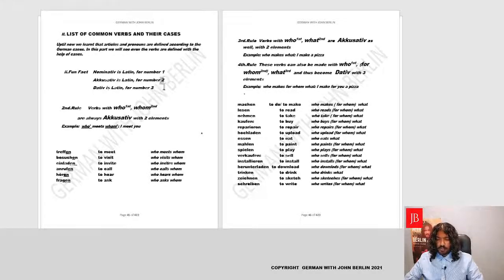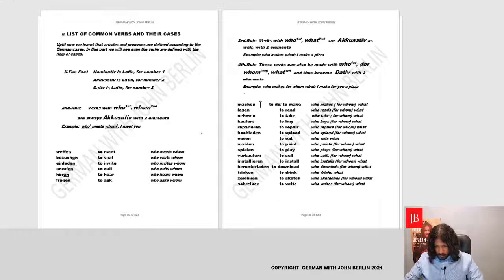It requires two cases. Who, the person baking, nominative, and what, the thing being baked, accusative. Now I can also say the sentence with a little more detail. I make for you a pizza. Now if I say I make for you a pizza, the verb machen requires who, the person making the pizza, for whom the pizza is being made, and what is being made, the pizza.